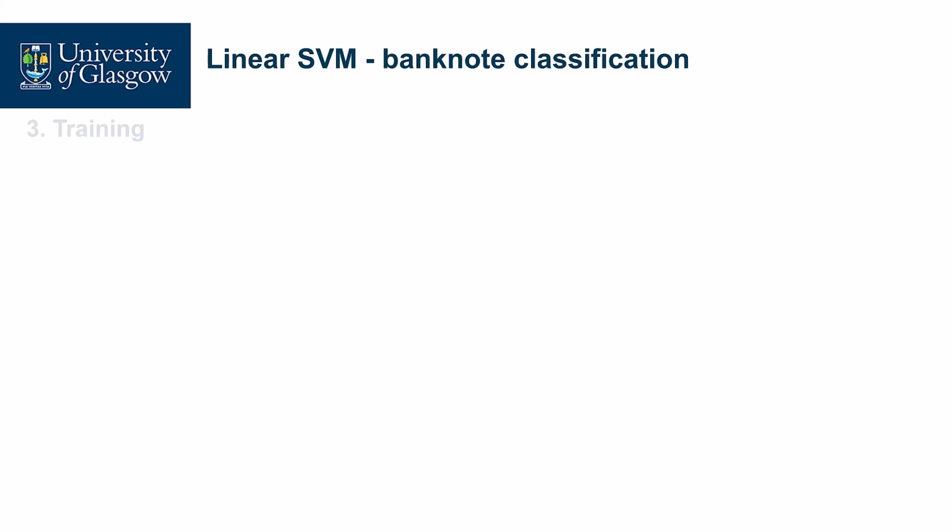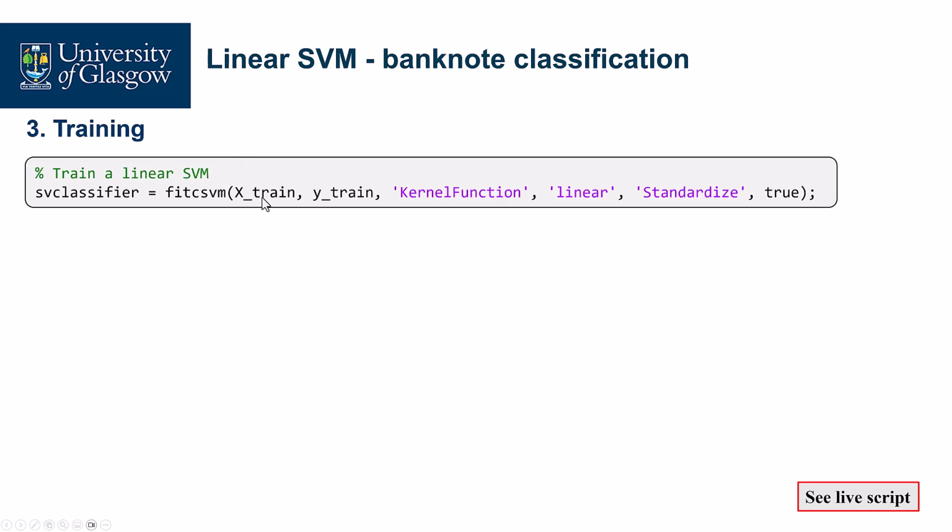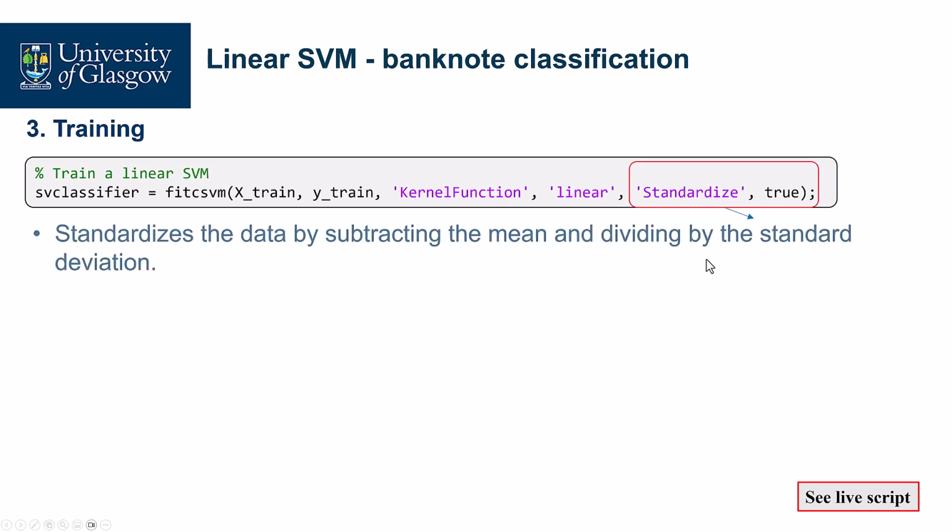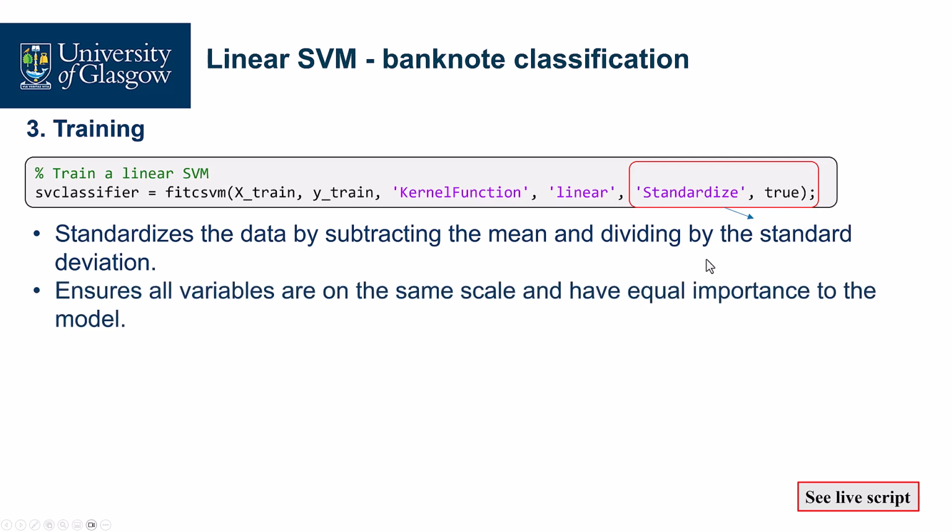Then we will start the training. Let's first use the linear SVM to see if the result is good or not. So the function we can write like this: X train, Y train, kernel function, we use linear, and we do the standardization. The standardization, you know this from the data preparation week. Here I also wrote some descriptions. Then this model, the SVM classifier, is trained.